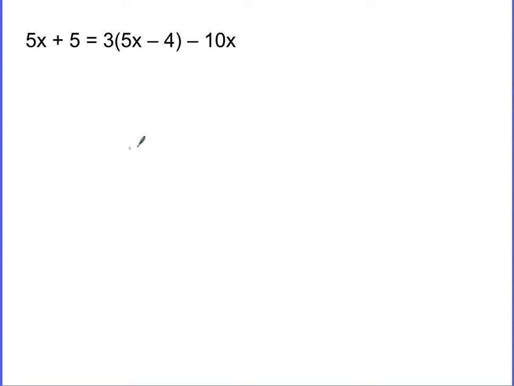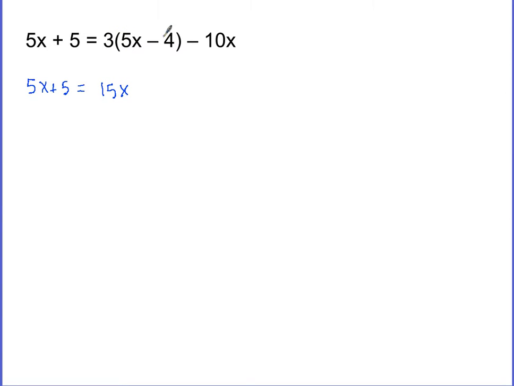Okay, so first thing I want to do here is notice I need to simplify all this. I can't start solving it until I have all these parentheses done away with and get rid of these extra terms here. So I'm not going to do anything to the left side yet. I'm just going to rewrite it. 5x plus 5 equals, now I'm going to distribute. So 3 times 5x would be 15x.